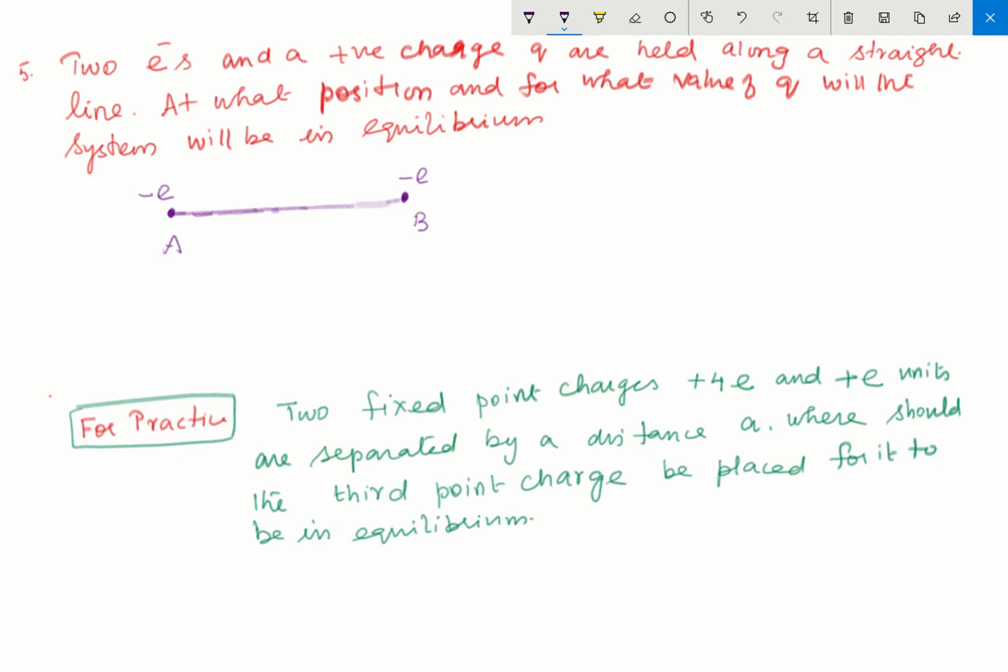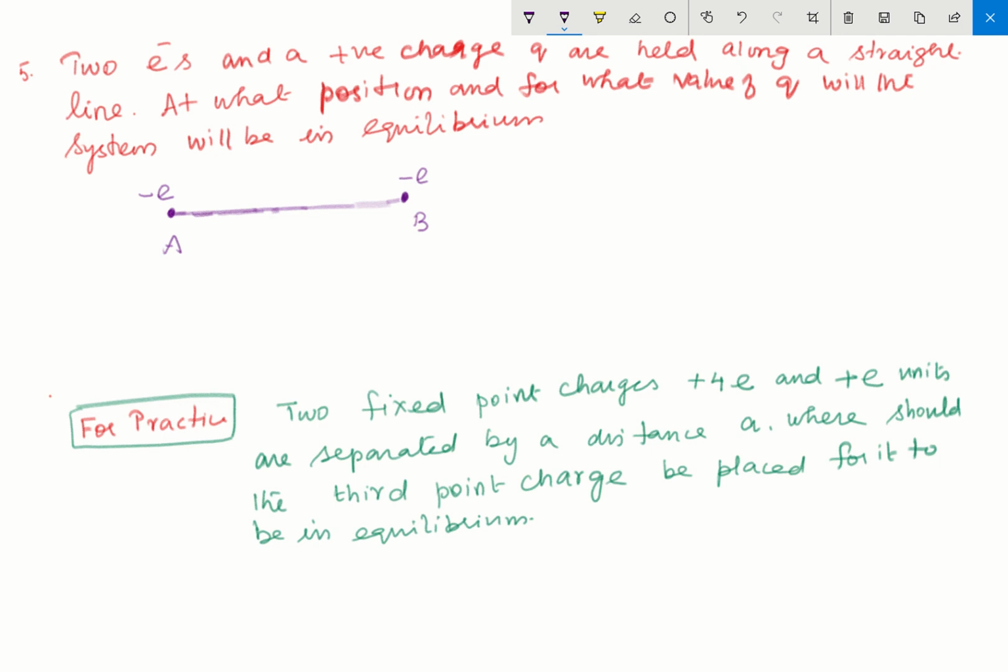At what position and for what value of Q will the system be in equilibrium? And for what value of Q? Q here is given. The positive charge, therefore, C. Where should it be? Here it is minus E at A, and B also minus E. I want to keep another, a positive charge Q. Where should it be kept so that first Q should not experience any force?